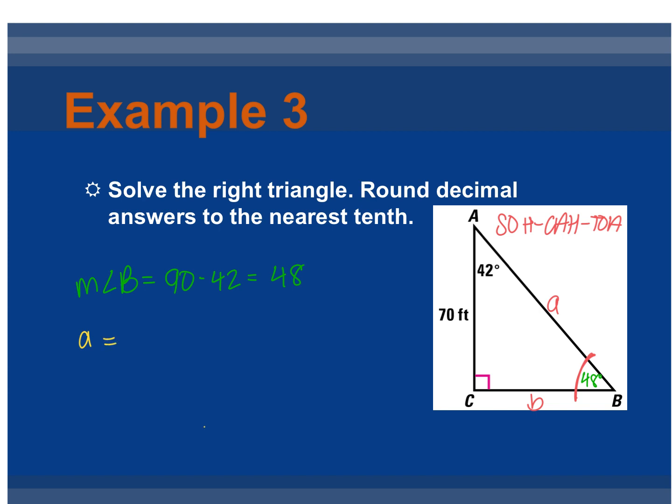I'm writing it as cosine 42 equals my adjacent side over A. This is what I'm solving for first. So looking at it, how do I get A by itself?